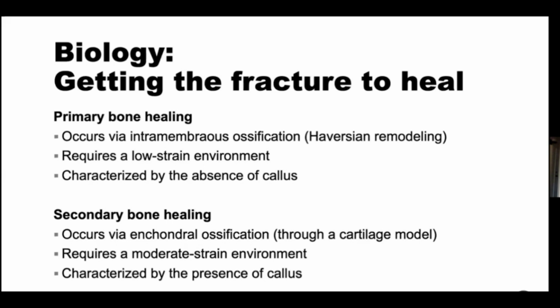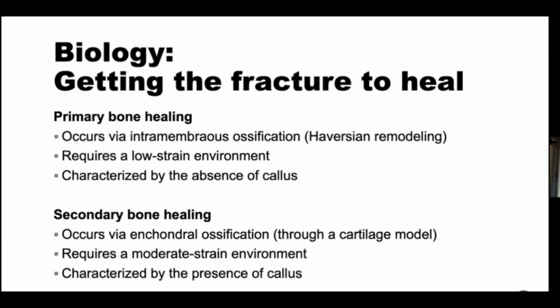And so there's really two pathways to bone healing. The first one is called primary bone healing. You recall that this occurs via intramembranous ossification, also known as reversion remodeling. And primary bone healing requires a low strain environment. Remember, we talked about in the last slide, it requires very, very little mobility at the fracture site. And so on an x-ray, it's characterized by the absence of callus, okay?